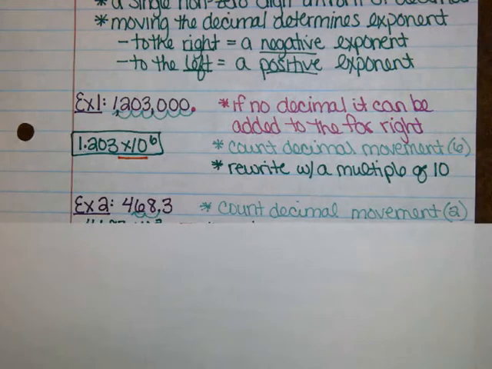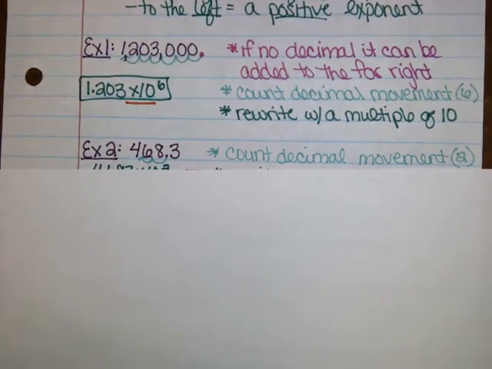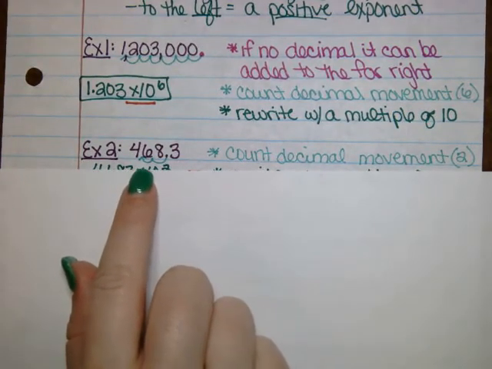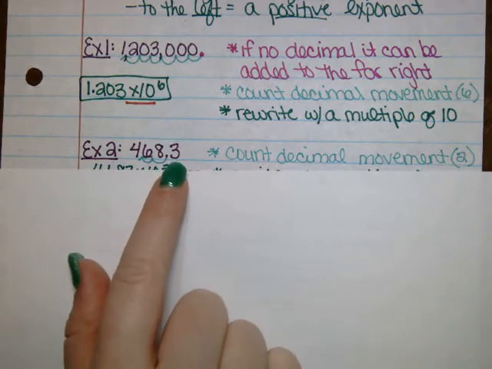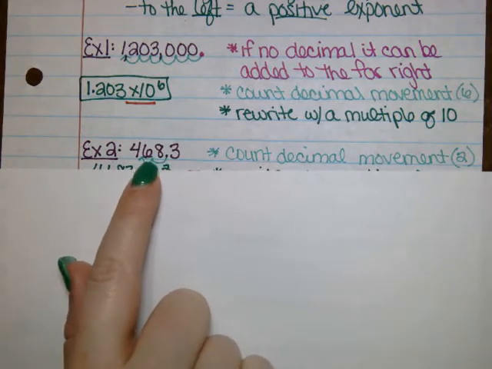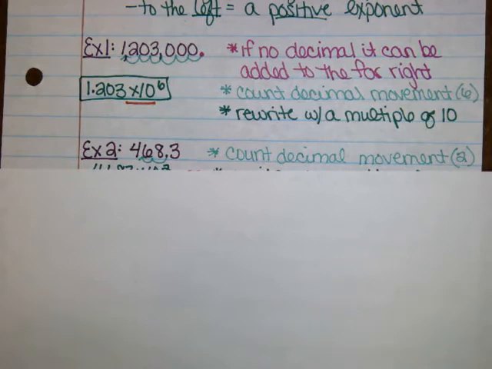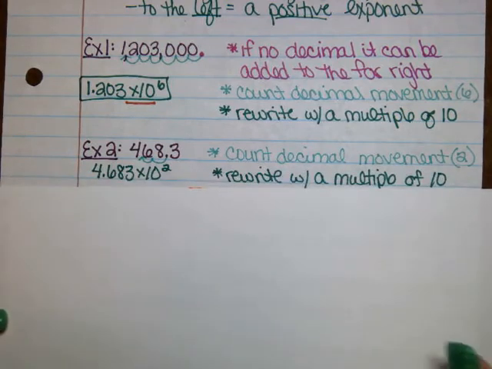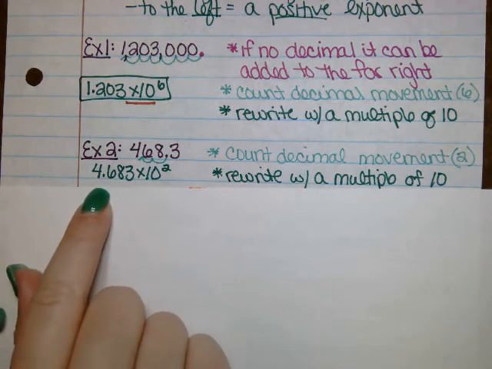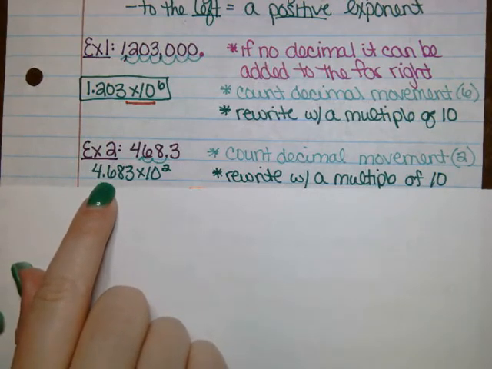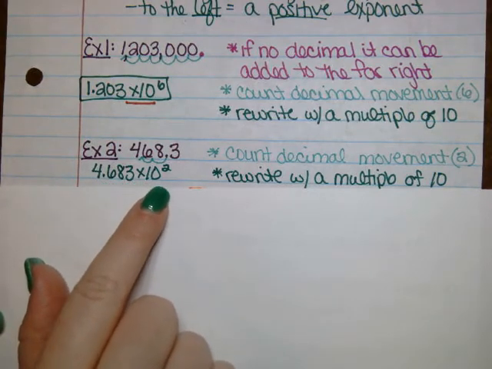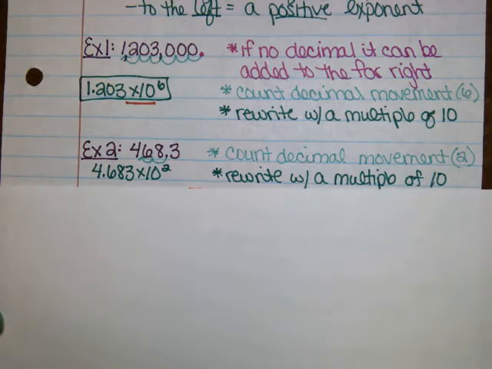For my second example, there's already a decimal in the problem, so I don't need to add one, I just need to move it. So again, if I have 468.3, I can take this decimal and move it 2 places to the left, and when I move it 2 to the left, it gives me a positive exponent of 2, so I rewrite the scientific notation as 4.683 times 10 to the second power.